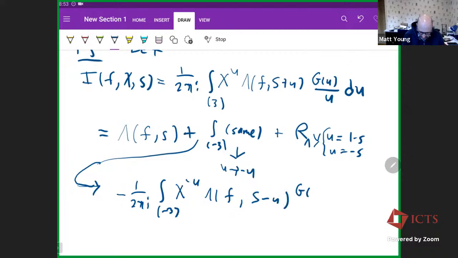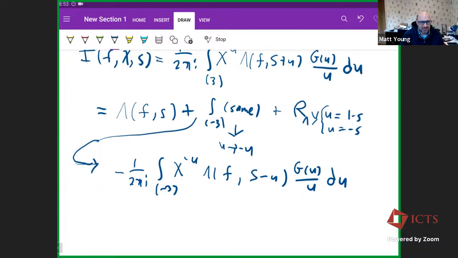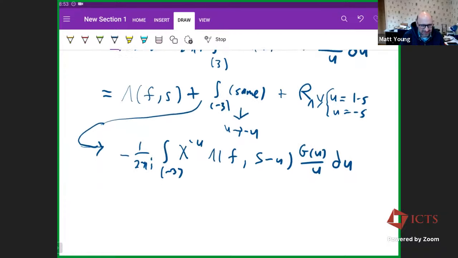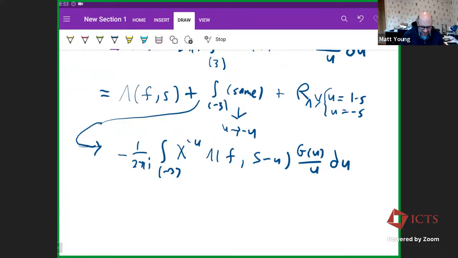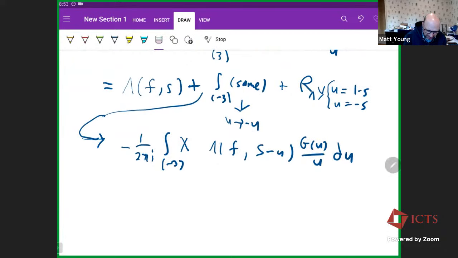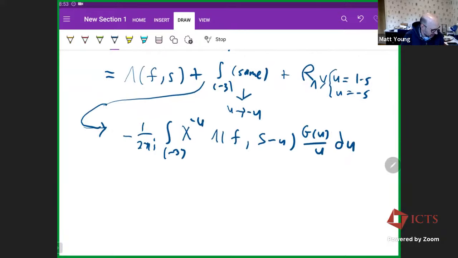So here's where we're going to use that g is even, so that when we do this change of variables, we get g back, and we just get a minus sign. You might want to slow down a little bit and think about how you track down the sign, but it's not really too interesting in the end. So we do this change of variables, and then we apply the functional equation of the completed L-function. And so we get minus 1 over 2 pi i.